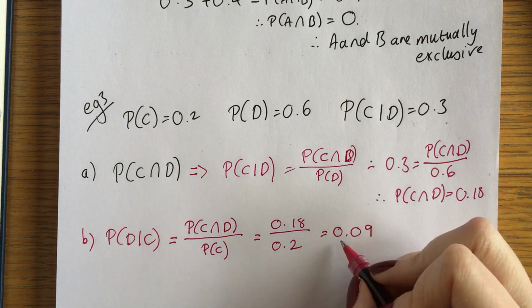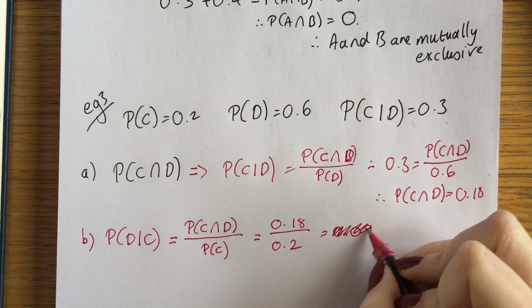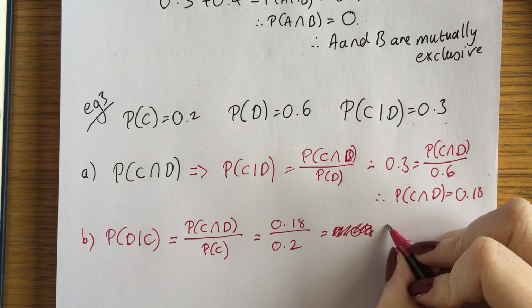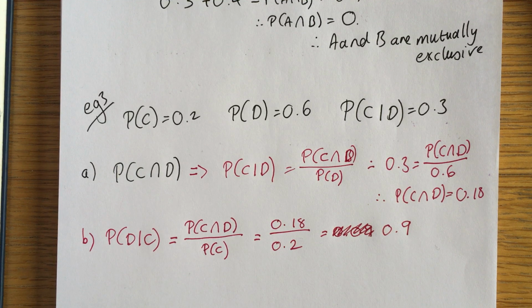No, it's not. That's me doing something really wrong. I knew I was taking a shortcut. 0.9, not 0.09. Me making 1 10 times bigger and 1 not. 0.9 is that probability.